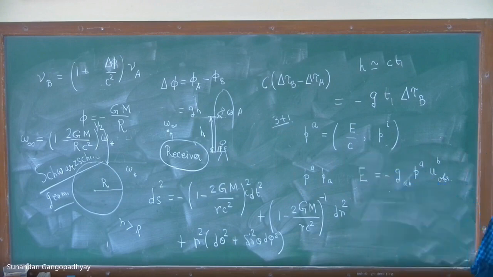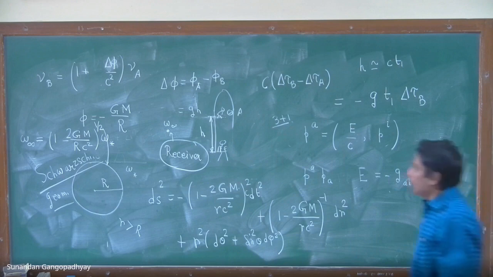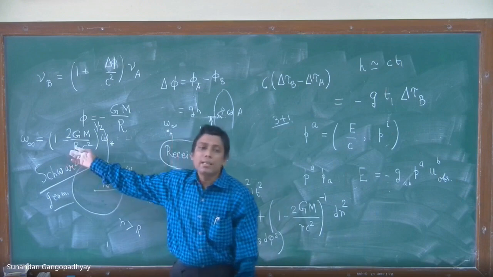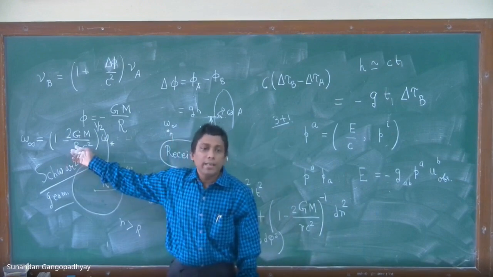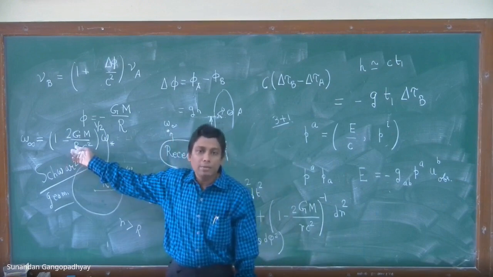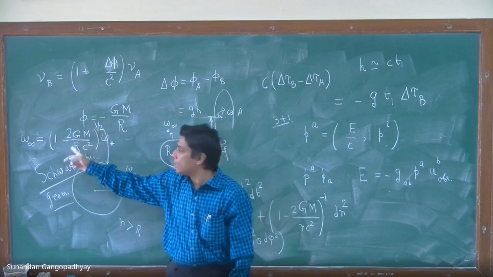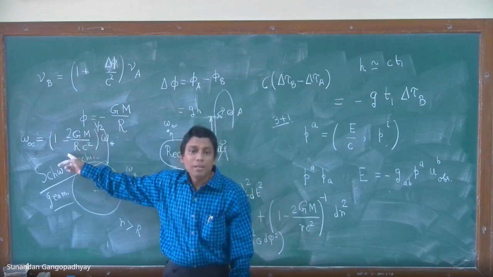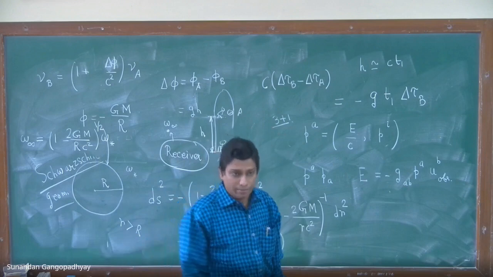But if you calculate the number 2GM by rc square, then you will see that this number is actually less than 1. And therefore, you can make a binomial expansion. If you make a binomial expansion, the first term gives you the thing that I calculated.